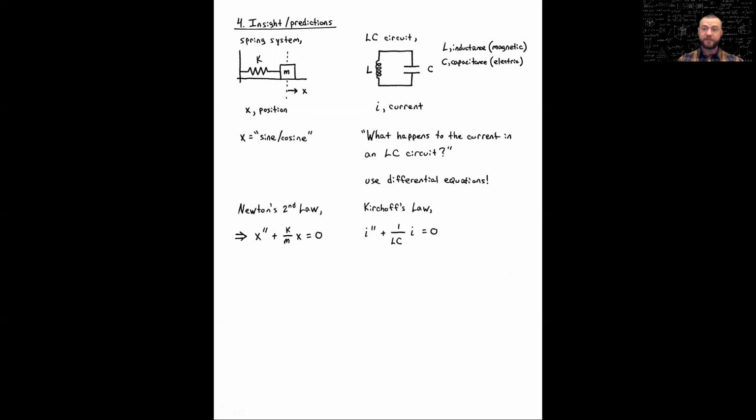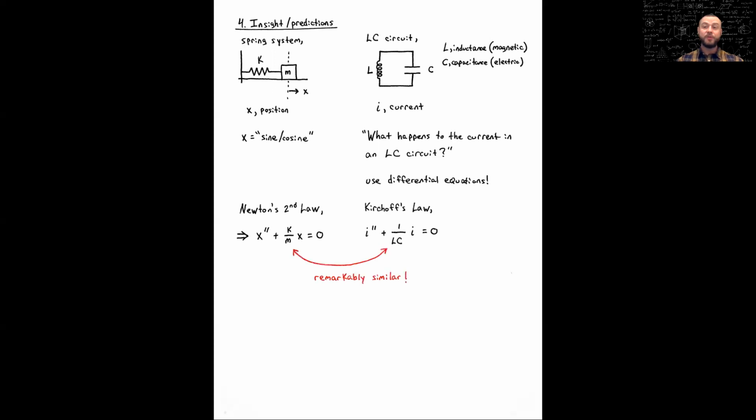You have a second derivative term, you have a function term, and the function is multiplied by constants. M and K are both constants, the mass and spring constant in the spring system. L and C are both constants in an LC circuit. Now, the point that I'm trying to illustrate here is that due to these differential equations being remarkably similar, we should expect similar solutions, similar mathematical functions that solve both these differential equations.